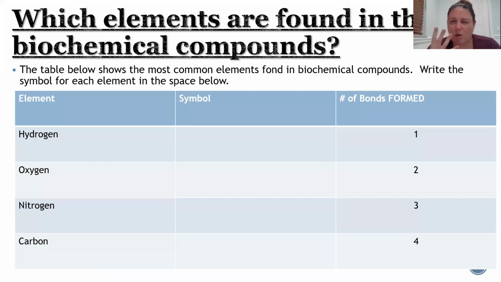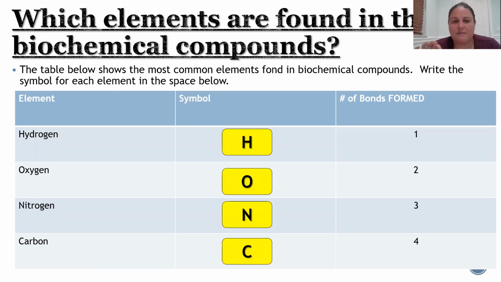Now, do you guys remember what were the 4 most common elements in living things? They were CHON, right? Carbon, hydrogen, oxygen, and nitrogen. And you guys already know these symbols. So hydrogen is H, oxygen is O, nitrogen is N, carbon is C. So that's how we would kind of write them in a molecular formula.